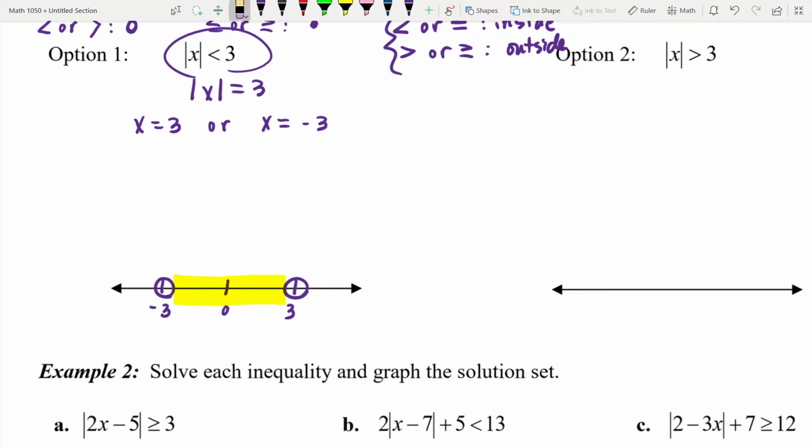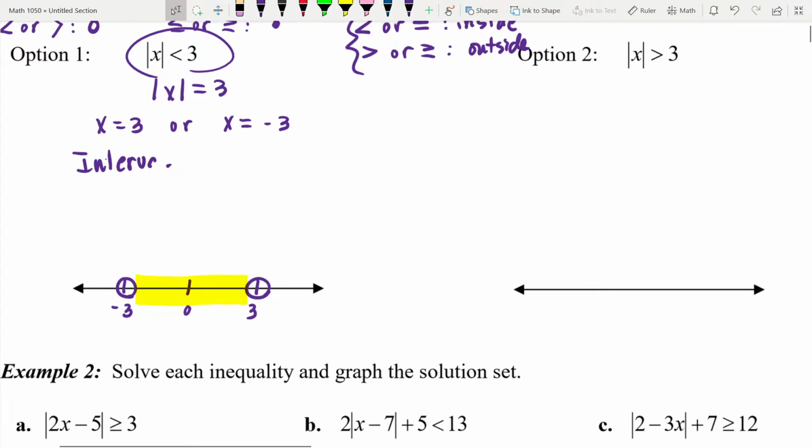Anyway, there we go. That's your answer, okay? They're going to ask you to write it in interval form. So in interval form, that's the parenthesis bracket stuff, okay? In interval form, it's going to be -3 to +3, both with parentheses, okay? That's it.